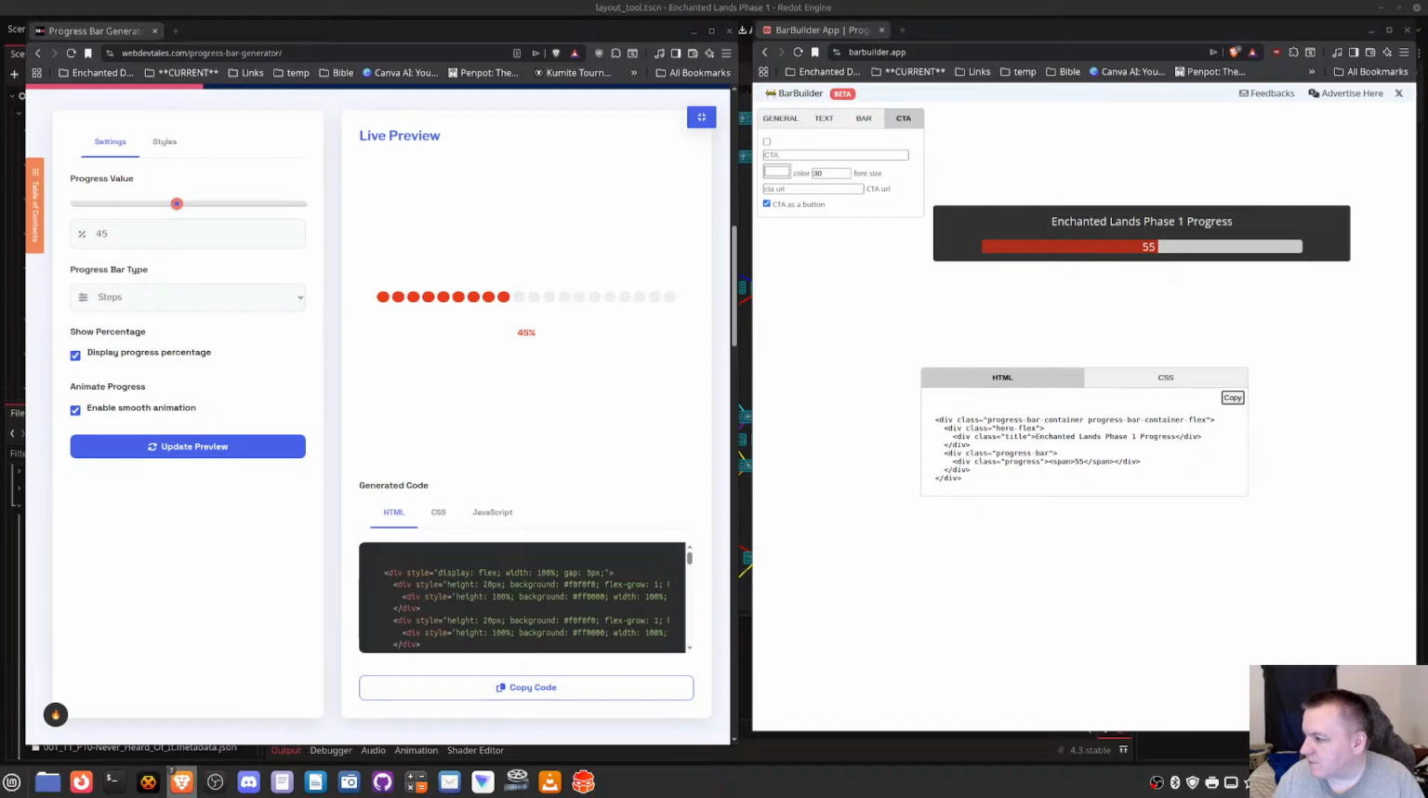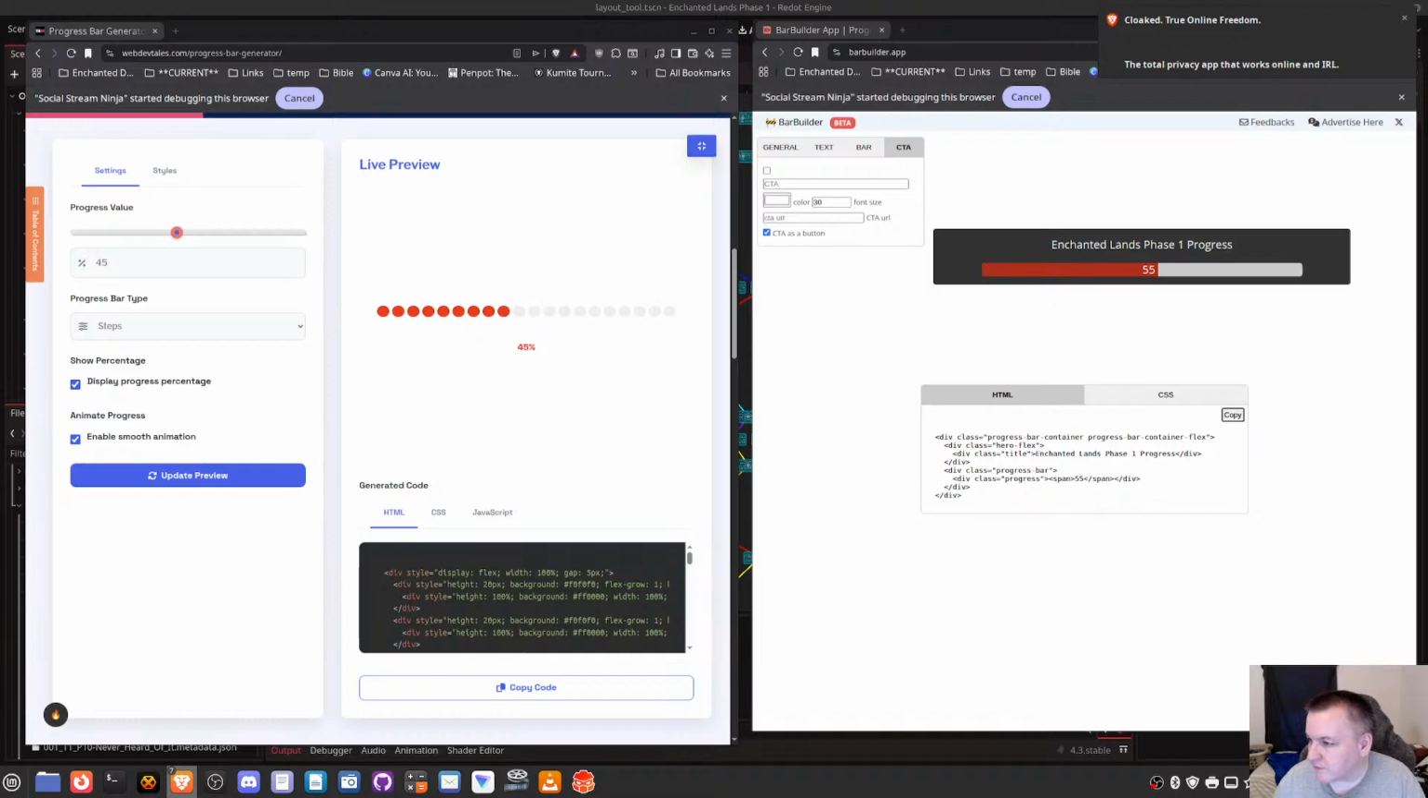I keep forgetting to shut off Social Stream Ninja when I'm not using it, because it does take over your browser. It's able to inject stuff in and read stuff, and that's fine. It's not a real problem with it, but just as a precaution, when I'm not streaming, I should have it turned off, disabled. Testing. Okay, it's working on all four.